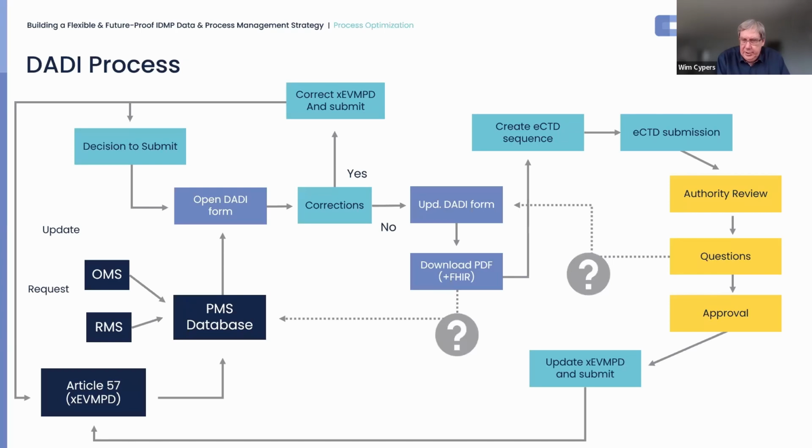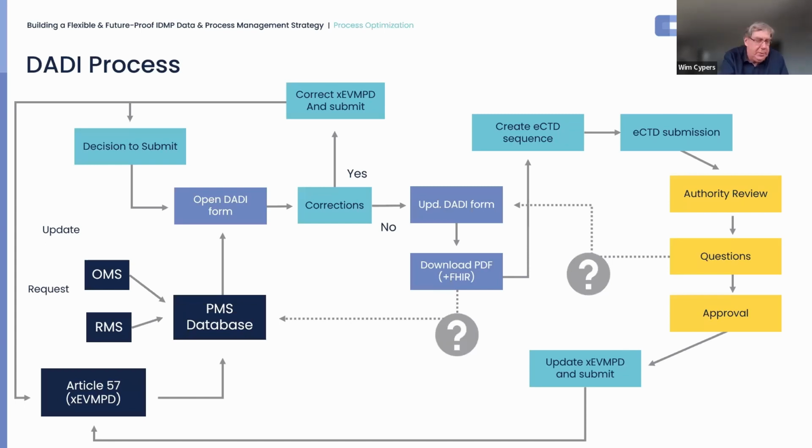The process for iteration 1 is very simple, very clean. You enter your data up front, you put it in your eCTD, and you follow your submissions. Finally, then also do your XEVMPD submission. Now, this is from a regulatory perspective.